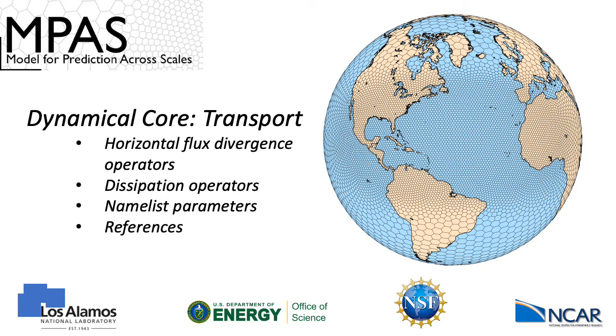MPAS uses. We're also going to look at dissipation operators because they're cast in terms of a turbulent transport or a turbulence flux divergence. We'll look at the namelist parameters that are used to set both the explicit resolved transport options and the turbulence options. And then I'll provide a few references for those of you who might be interested in looking more at the theory and the results that go behind the formulations that we're going to talk about today.